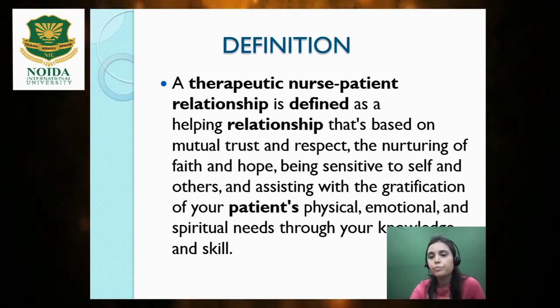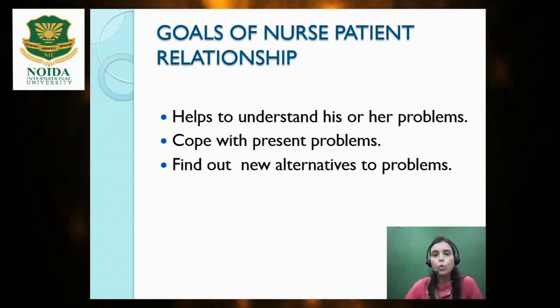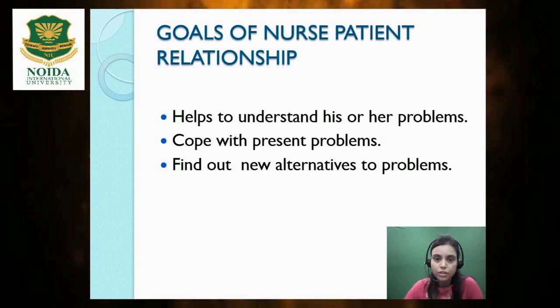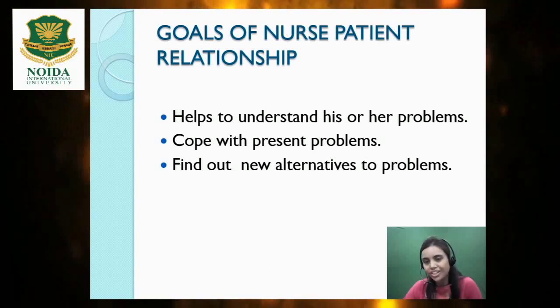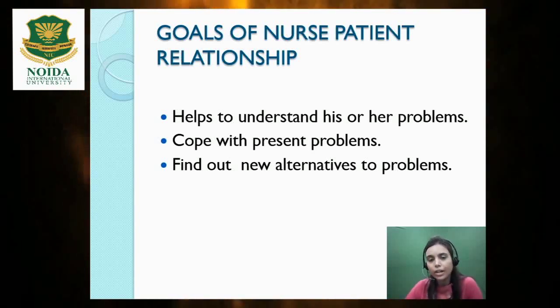I'll move forward. Now we'll see the goals of the nurse-patient relationship. Every process has some objectives, some goals. The first goal is to help understand his or her problem, whether the patient is a medical condition patient, a psychiatric patient, an anxious patient, a child, an old age person, a pregnant lady, a lactating woman, or a community person. This relationship has to be established to understand the basic problem of the patient, what he is suffering from. The nurse has to understand this first.